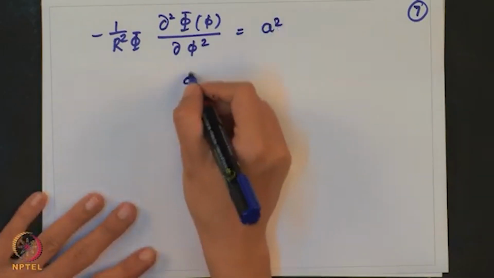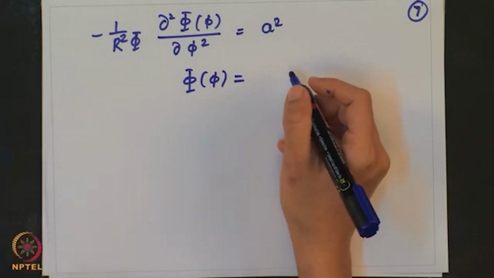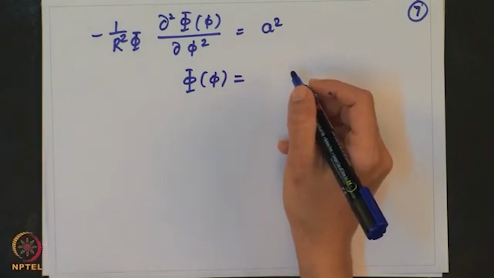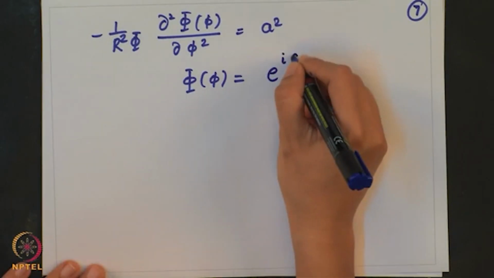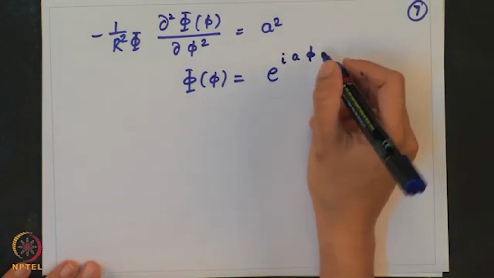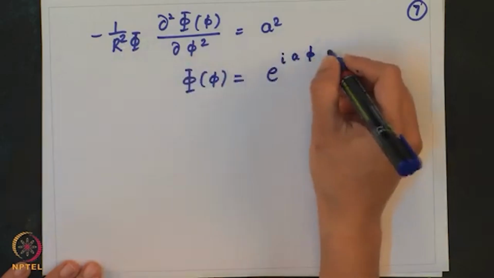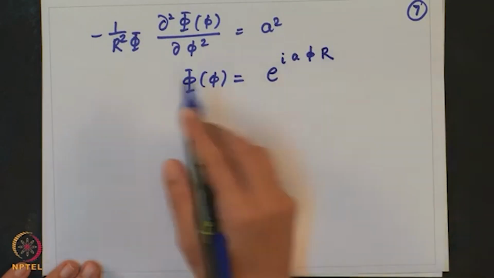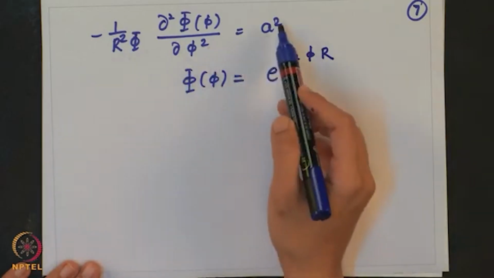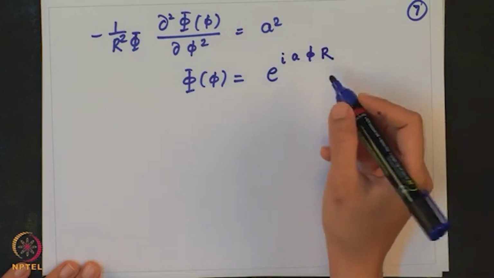Now you can easily calculate phi of phi. It is very simple. Now this can be written as psi is e raised to i A phi. And you have a factor of r which is coming from here, so you will have an r also. So, this will be the solution. You have A square r square i into phi.